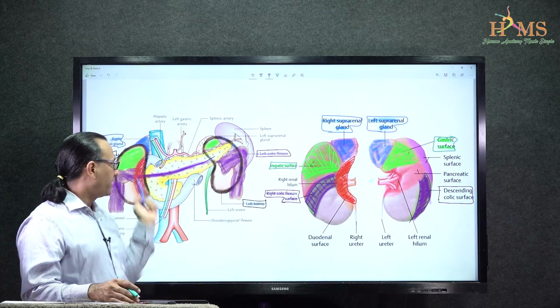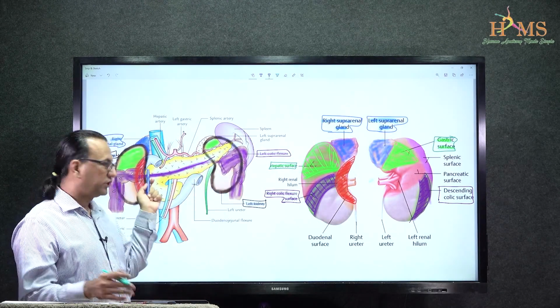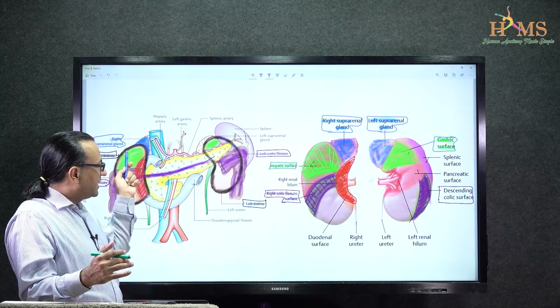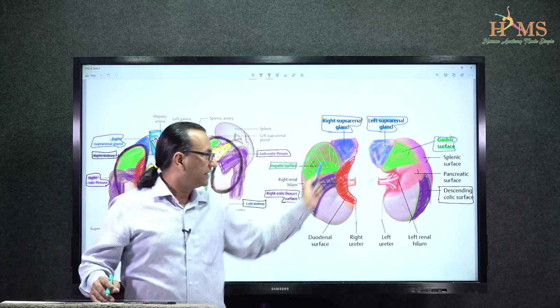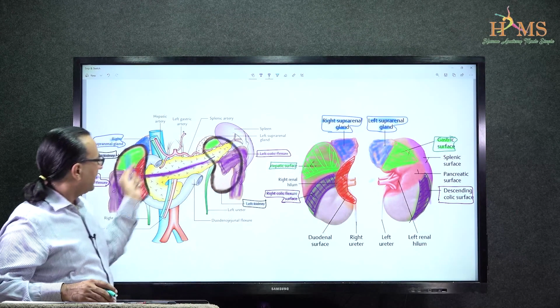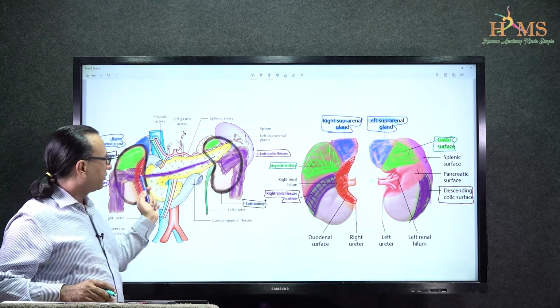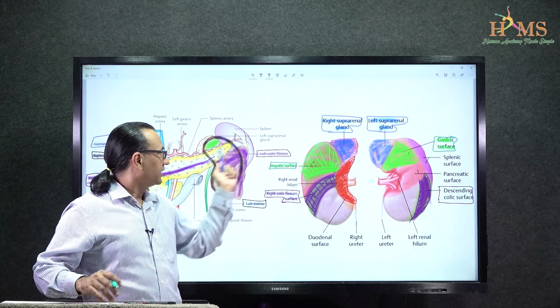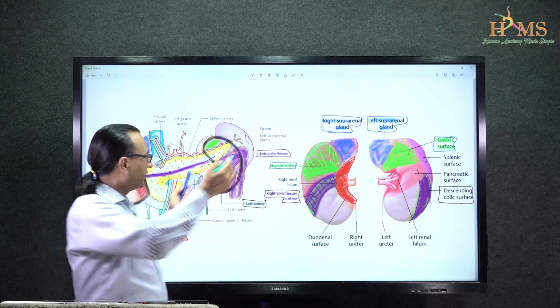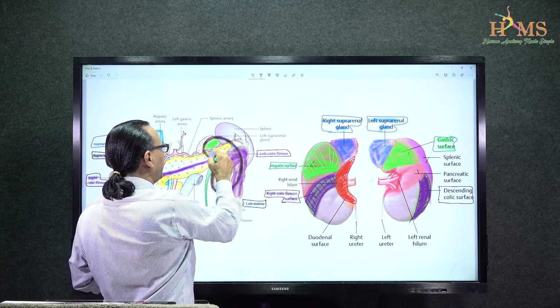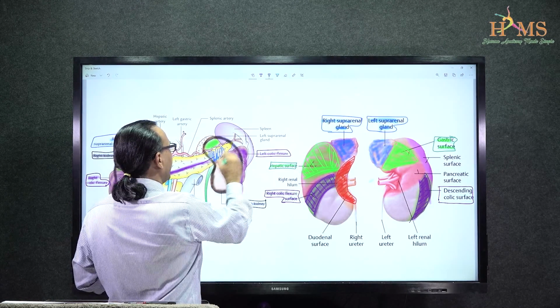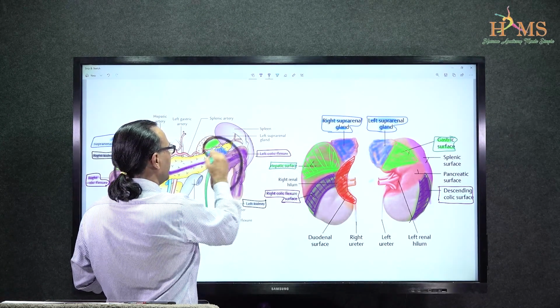As such, the pancreas has no relation with the right kidney. There is no marking on the right kidney, but then definitely there is a marking of the pancreas on the left kidney as it passes anterior to it. And you can say the body of the pancreas is lying anterior to the left kidney here.